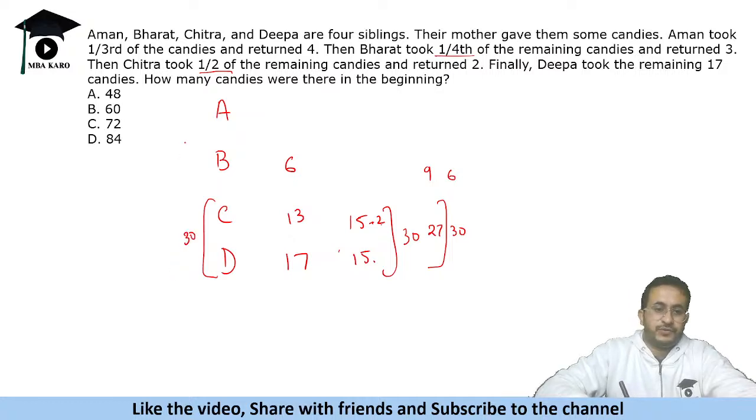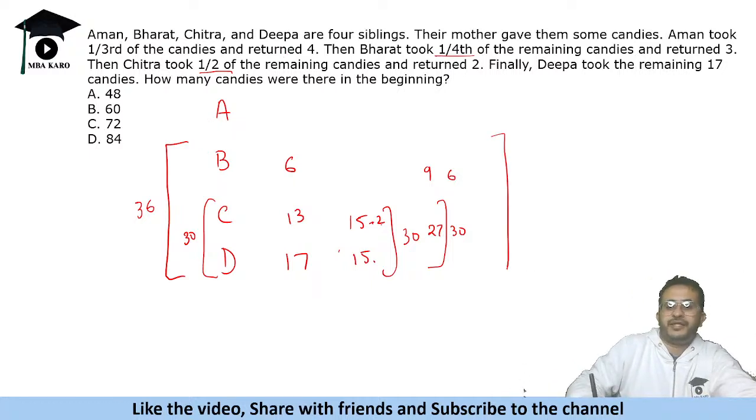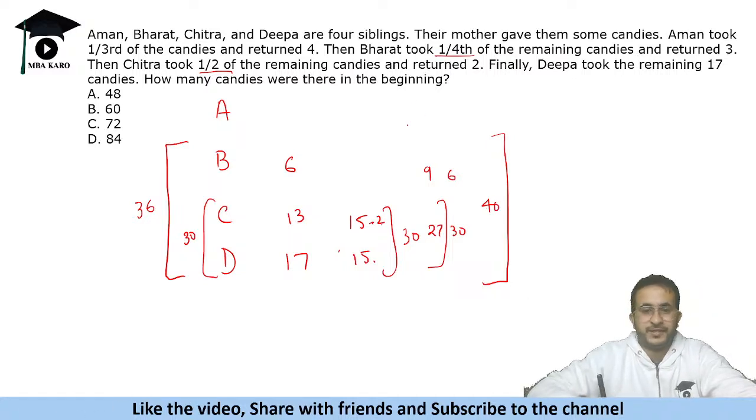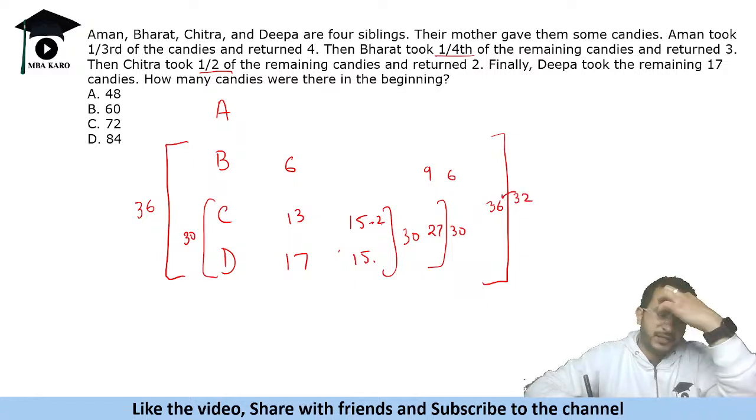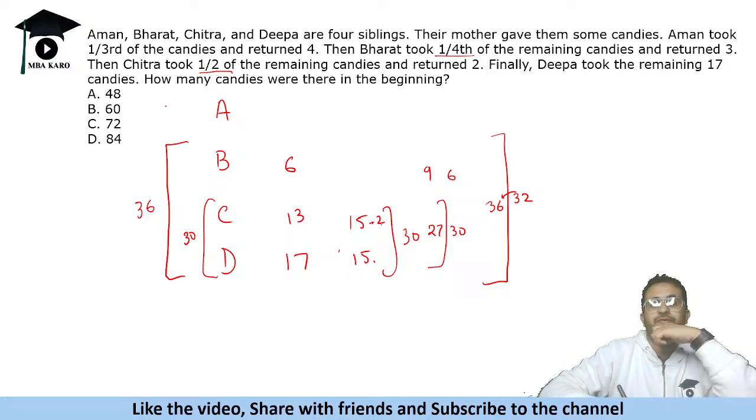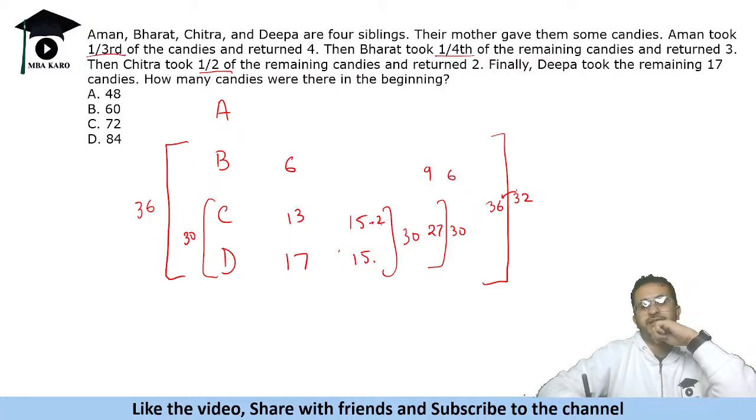Now we will come to the first person, which is Aman. Aman took 1/3 of the candies and returned 4. He returned 4 candies. So that means initially he left 32. Like last में 36 हो गए. That means initially he made it 32, फिर 4 रिटर्न कर दिए तो it becomes 36. So 4 returned and he had taken 1/3 of the candies. 1/3 लेने के बाद 32 बचे.